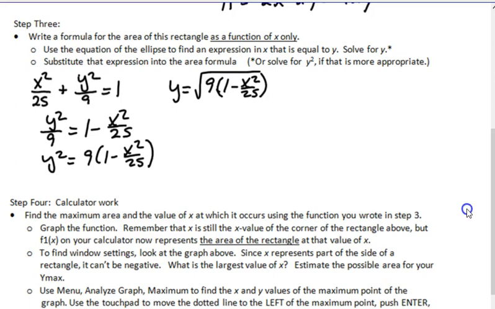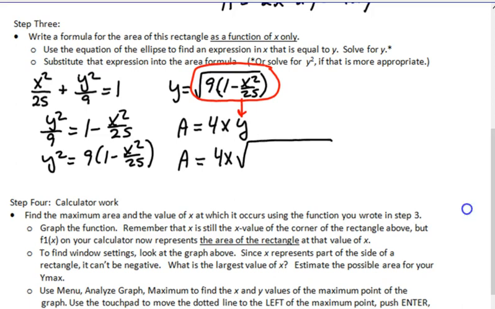Now, this would be plus or minus, but in this particular situation, I'm really not interested in a negative number for y. I just want to know y as a length of a side of a rectangle. In other words, 2y is actually the height of the rectangle. So area is equal to 4xy, but y is equal to this expression of x. So I'm going to substitute all of that into the equation. So now I have this equation, area is equal to 4x times the square root of 9 times the quantity 1 minus x squared over 25.